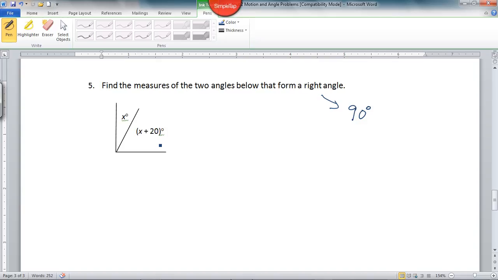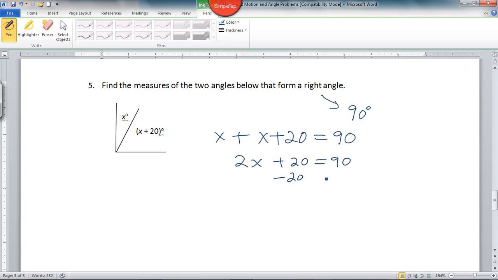Well, that right there is the equation, isn't it? These two add together to be the right angle, the 90, so that's our equation. We take x, the angle on top there, plus the x plus 20 angle. That equals 90, and that sets us up a nice little equation. Solve that out. You've got x plus x. Well, both of those have an understood 1 there. 1x plus 1x, so that's 2x plus 20 equals 90.